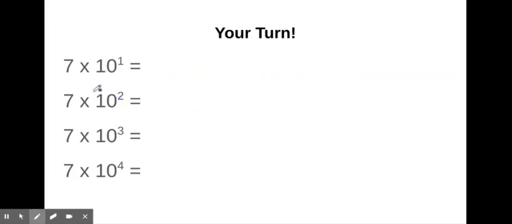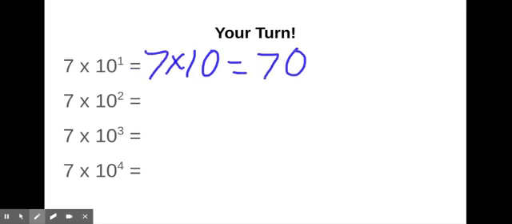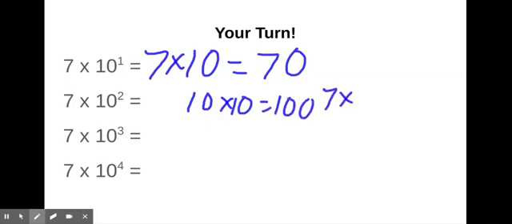Okay, so in our first problem, we have 7 times 10 to the first power. So we learned that 10 to the first power is the same as writing 10 one time. So this is like saying 7 times 10, which we know is 70. Our next one is 7 times 10 to the second power. Well, we know that 10 to the second power is the same as writing 10 times 10, which is 100. So this problem is actually asking us 7 times 100, which is 700.